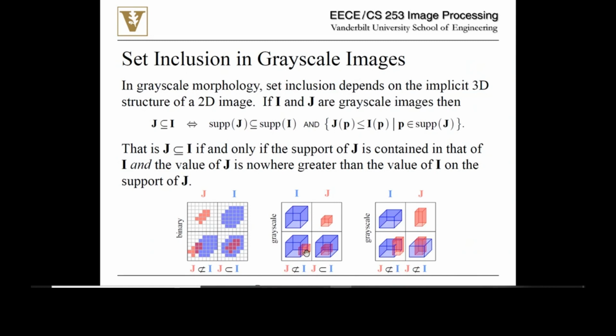Here, the support of J is not totally included in the support of I, so J is not included in I. What about this one? Here it is the same: the support of J is not totally included in the support of I, so they are not included. Here the support of J is included in the support of I, but the gray value of J is larger than the gray value of I. So J is not included in I.